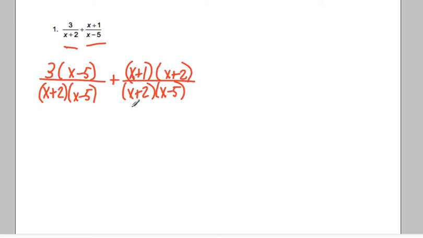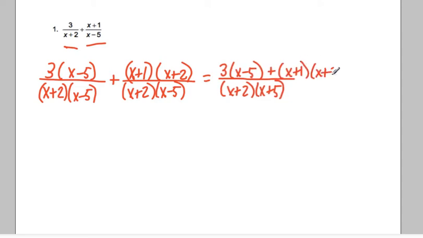Okay, and then I'm adding those. So again, you multiply by the one you're missing. So if this changed to this, then I multiply my top by x minus 5 because that's what I did to the bottom. All right, now you can go ahead and add these now because your denominators are the same. So you would have x plus 2, x minus 5, and then on the top you would have 3 times x minus 5, and then you would add x plus 1 times x plus 2. So again, let me reiterate this. These are binomials, so they both go in parentheses.